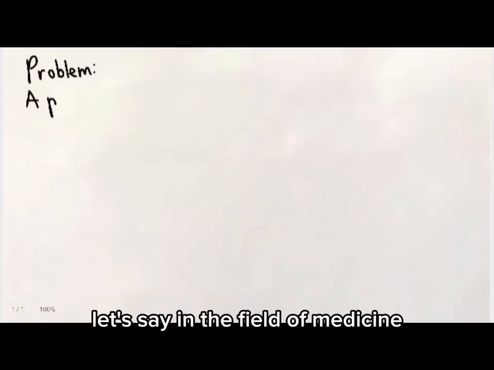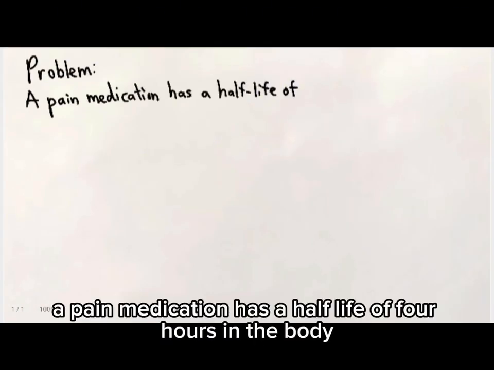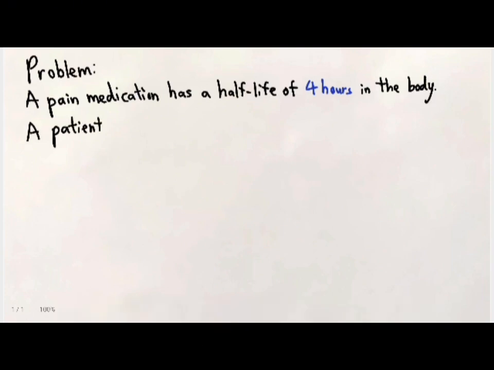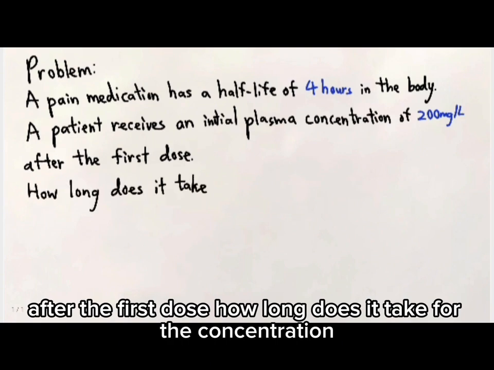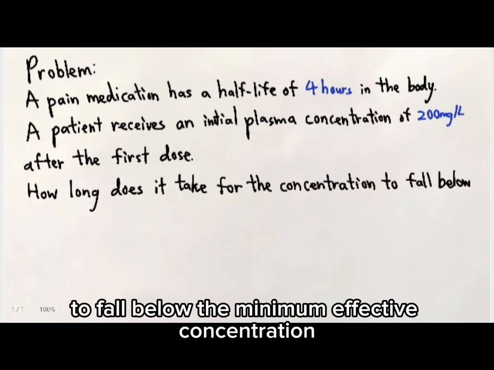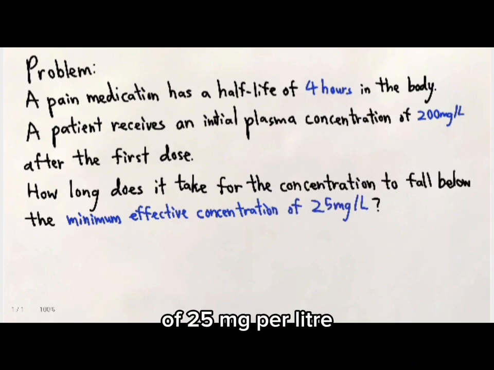Let's say in the field of medicine, a pain medication has a half-life of 4 hours in the body. A patient receives an initial plasma concentration of 200 mg per liter after the first dose. How long does it take for the concentration to fall below the minimum effective concentration of 25 mg per liter?